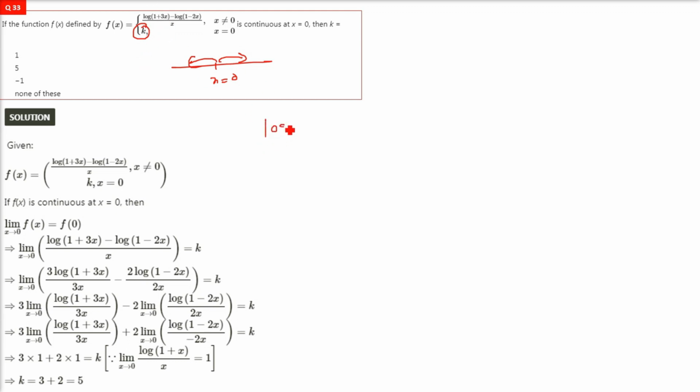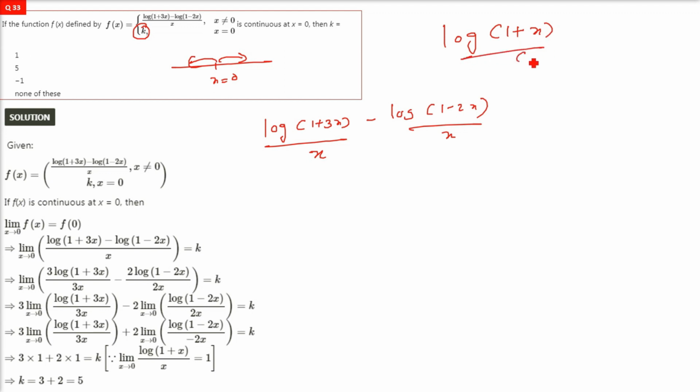The first function is log(1 plus 3x) minus log(1 minus 2x), with x in the denominator. So what do we need? All this is log(1 plus x) divided by x as x tends to 0, or you can write log(1 plus theta) by theta, theta tends to 0, both are the same, and equal to 1. So 3x we have included, so 3 has to go up. For 1 minus 2x, minus 2 in the denominator, minus 2 in the numerator.